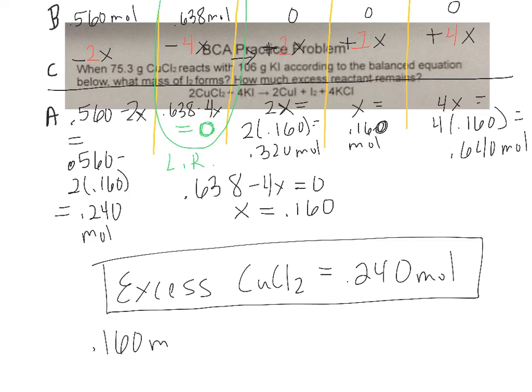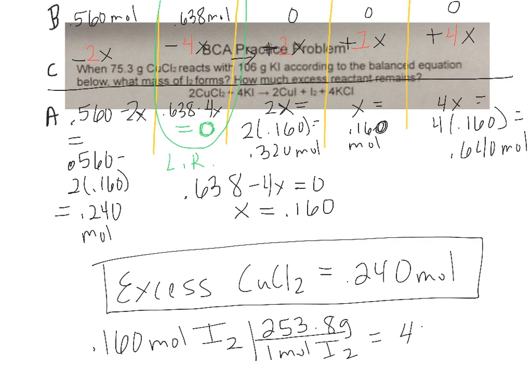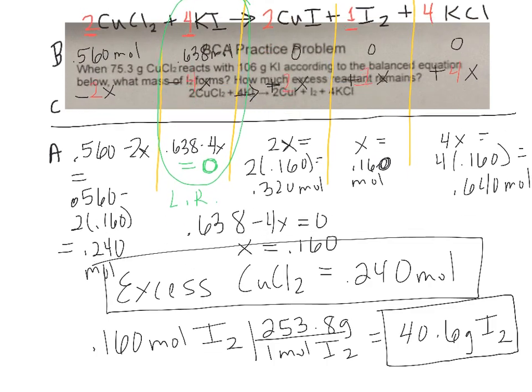0.160 moles of iodine is what we found in the BCA table. You just have to wrap that up by changing it to grams. I have a molar mass of this, 253.8 in a mole of iodine. So that means we expect to produce 40.6 grams I2. That's our theoretical yield, our maximum we could make based on our calculations, given the limiting reactant was KI. So there you have it. That is your BCA table.